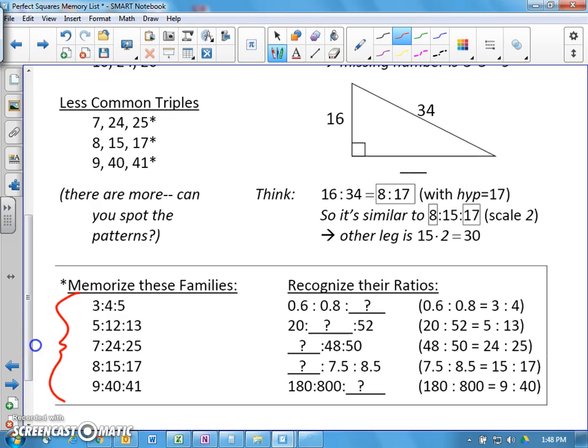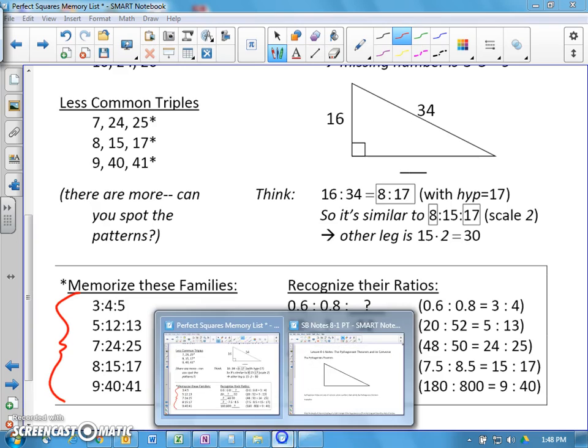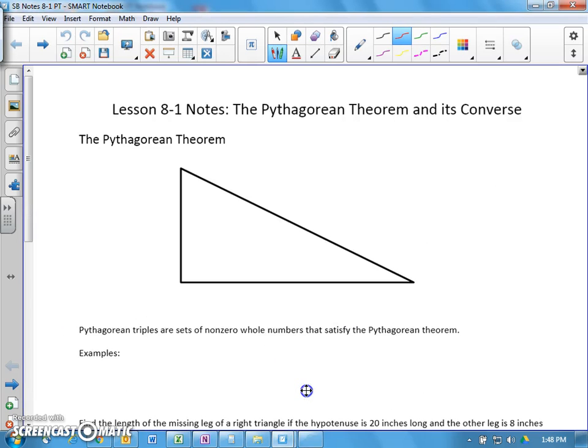These families down here, we expect you to be able to recognize. So you can look at how you can use these. If you have questions on this page, talk to your teacher in class. Okay, now let's turn the page over to page 7 and start lesson 8.1.